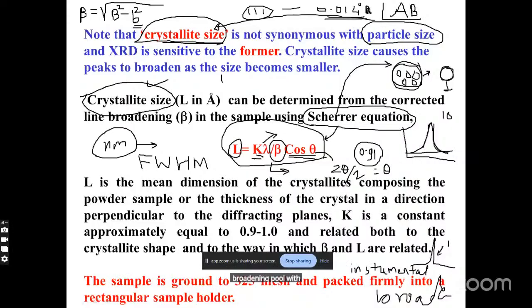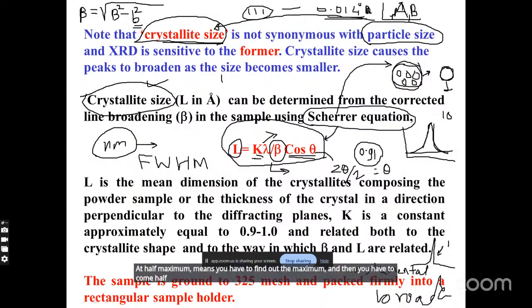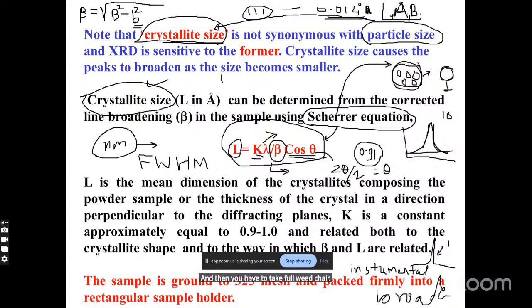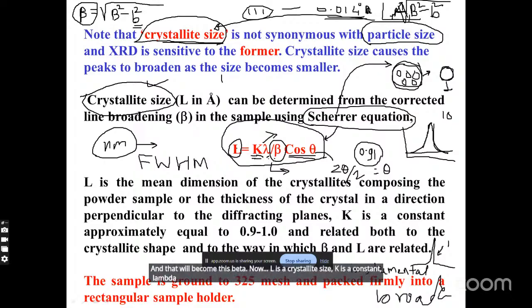Full width means the width from this side to that side at half maximum. You have to find the maximum, then take half of its value, and take the full width there. So you make the square of B, then subtract small b squared, and take the square root of it, and that becomes this beta. Now L is the crystallite size, K is a constant, lambda is the wavelength, beta is the corrected FWHM, and now cos theta. Now we will go to the second page.